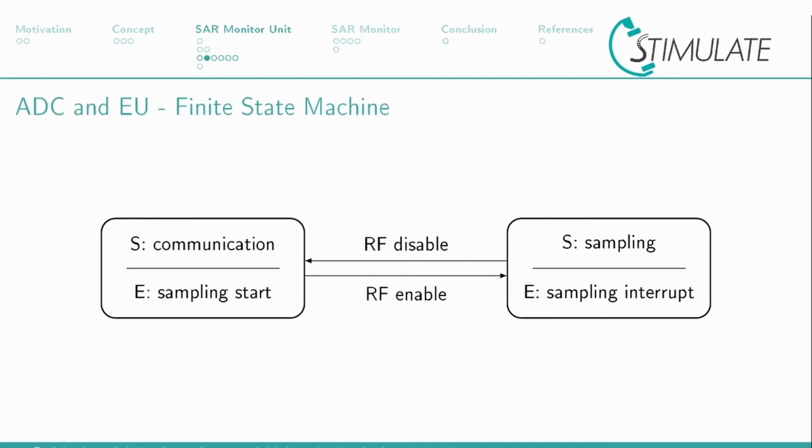When in communication state and the event sampling start occurs, the state changes to sampling and the RF is enabled. When in sampling state and the event sampling interrupt occurs, the state changes to communication and the RF is disabled.